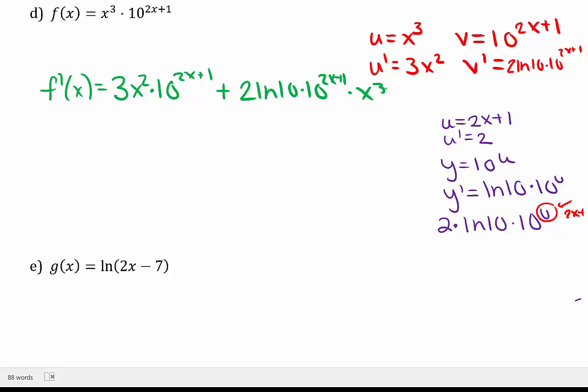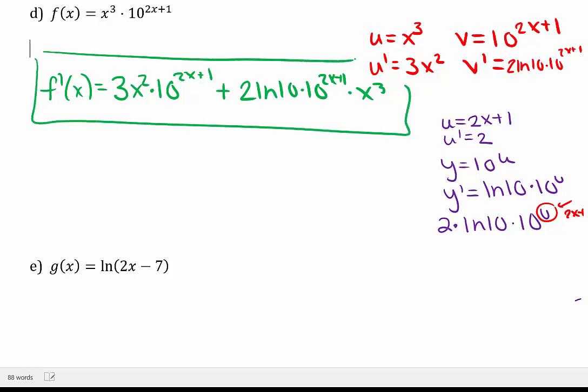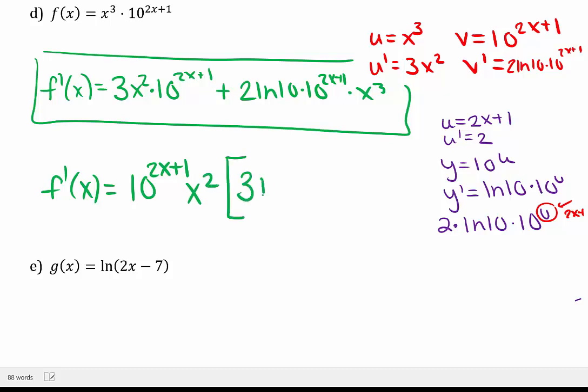And that's it. There's not really much you can do to simplify this thing. There are no like terms at all. And so I would probably just leave my answer like this. If you want to, you could factor. You don't have to. But there is a greatest common factor: you could take out a 10 to the 2x plus 1, and you could take out an x squared. And then you'd be left with 3 plus 2 natural log of 10 times x. But again, it's not necessary to factor your answer. The important thing here is you have to use both the product rule and then you have to use the chain rule inside that product rule.